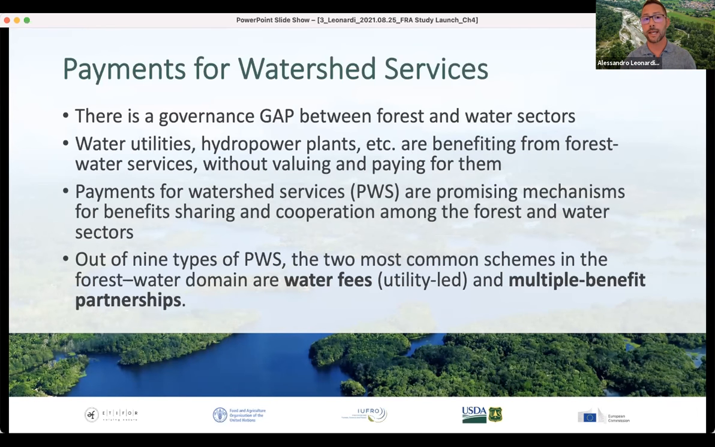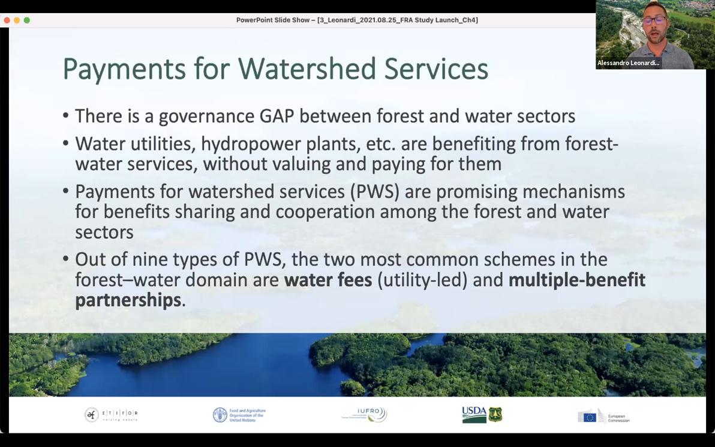We start by saying that there is a governance gap between the forest and water sector. In fact, these domains are usually managed by different organizations and institutions. So we have many water-related actors, such as water utilities, hydropower plants, and so on, that benefit from forest water services without valuing and paying for them. Therefore, we present a set of what we call payments for watershed services, which are promising mechanisms for benefit sharing and cooperation among forests and water sectors and related stakeholders.